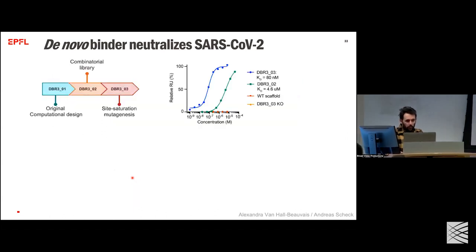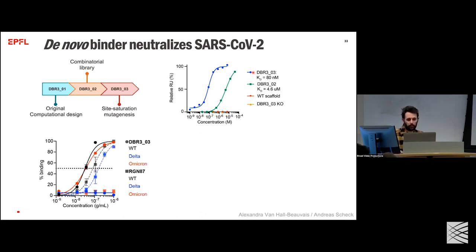As it turns out, ultimately we had to have an original computational design and then improve it with a number of mutagenesis experiments. Well, I shouldn't say random, because we knew which mutations we wanted to use, but combinatorial libraries and site saturation mutagenesis, in order to bring a scaffold that had very low affinity, let's say 4.6 micromolar, to something that would be 80 micromolar. So here, clearly, this was still an exercise where we used both computation and experiments to reach high affinity.